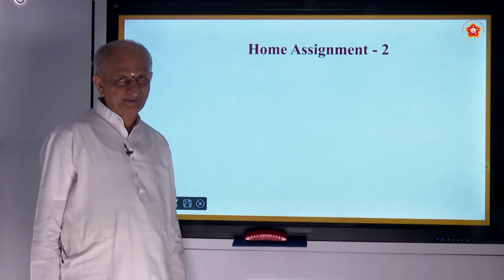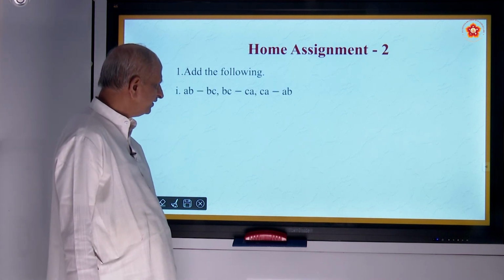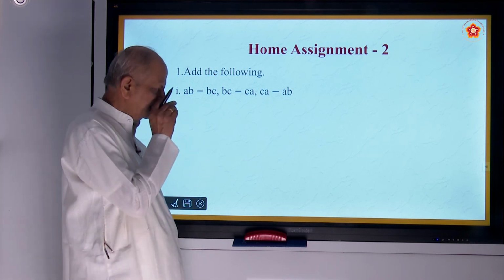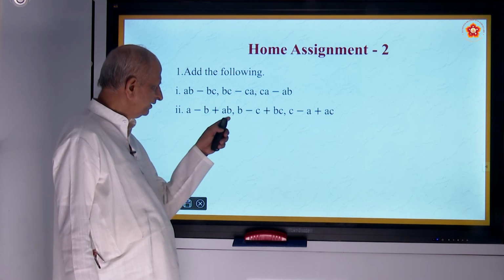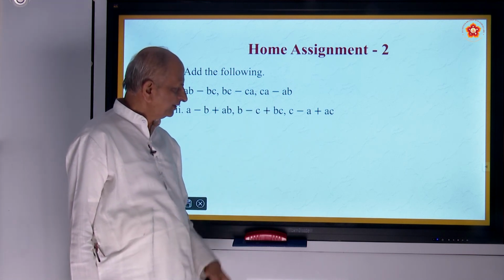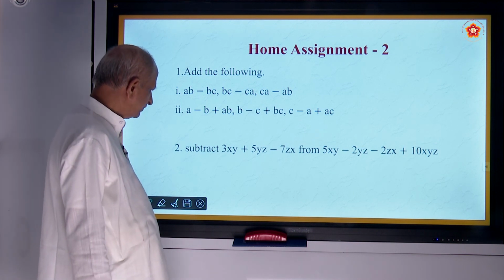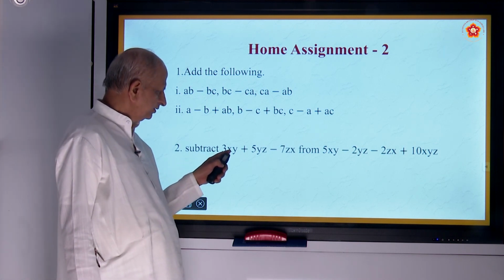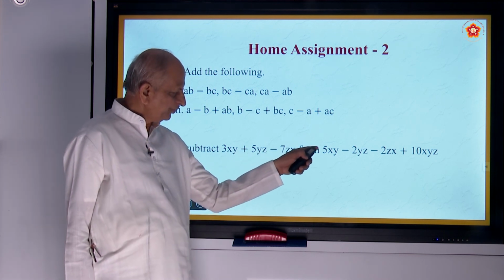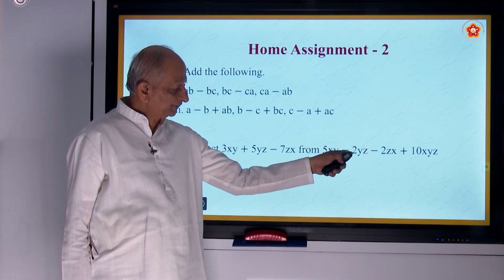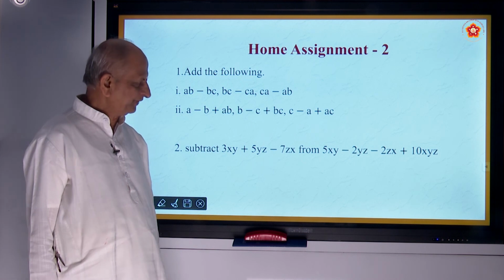Now home assignment. First question, add the following: ab minus bc, bc minus ca, ca minus ab. Second one, a minus b plus ab, b minus c plus bc, c minus a plus ac. Third one, second question, subtract 3xy plus 5yz minus 7zx from 5xy minus 2yz minus 2zx plus 10xyz. Noted? Note it fast.